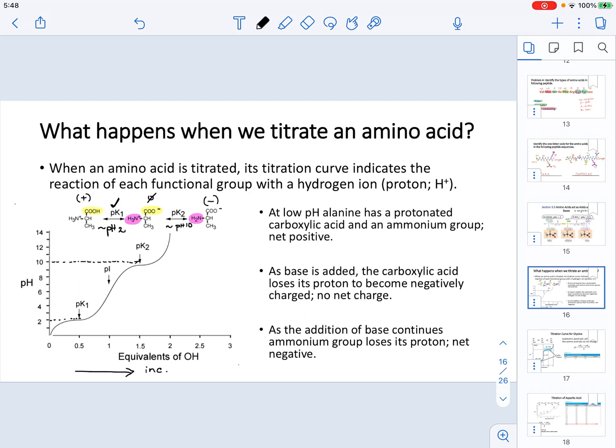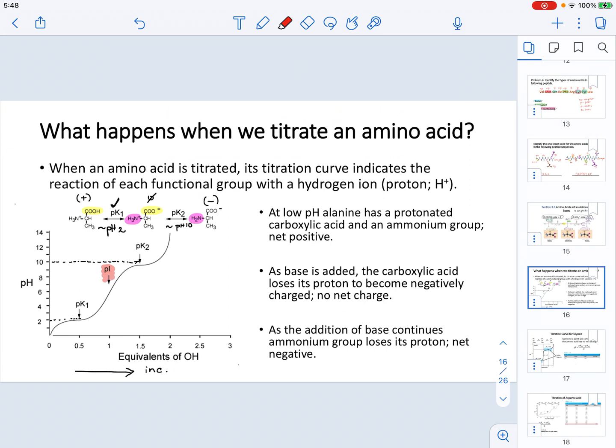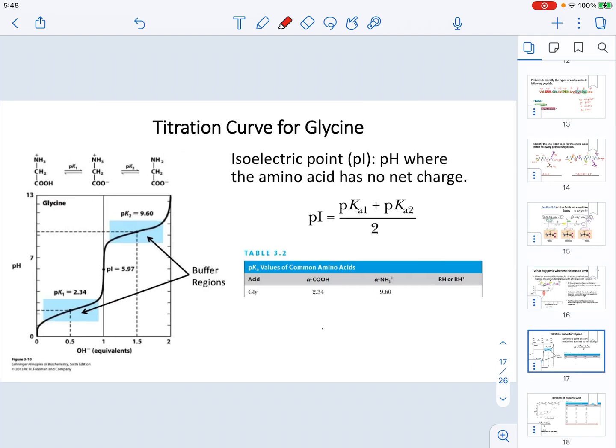So why is all of this important? It is because of the term pI. You may be wondering, what exactly is the pI? Well, the pI is defined as the isoelectric point. What is the isoelectric point? It is the pH where the amino acid has no net charge.